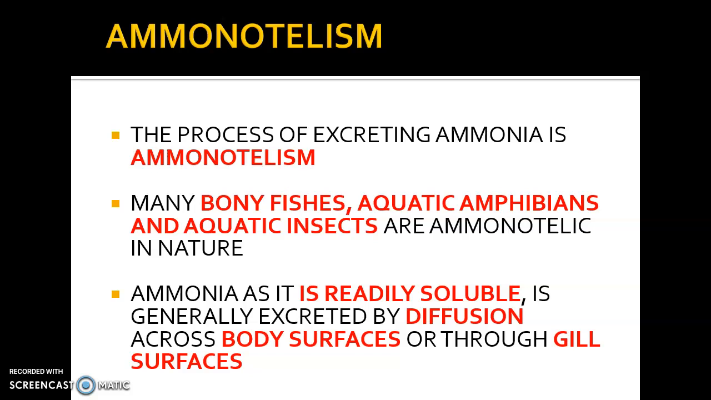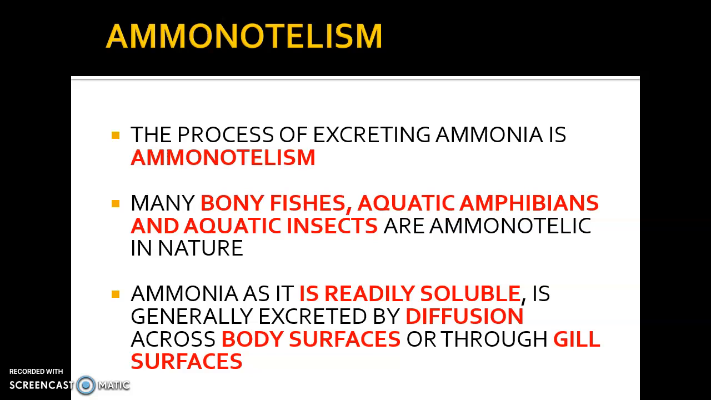How do these organisms remove ammonia? As we know, ammonia is readily soluble, so it can generally be excreted by diffusion. If we have aquatic amphibians and aquatic insects, then the removal of ammonia will be through the body surface.